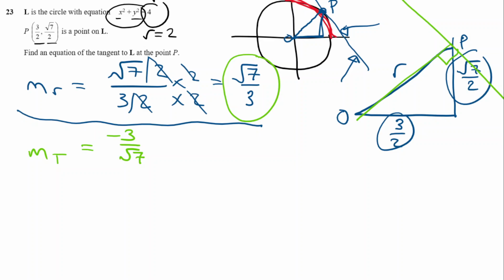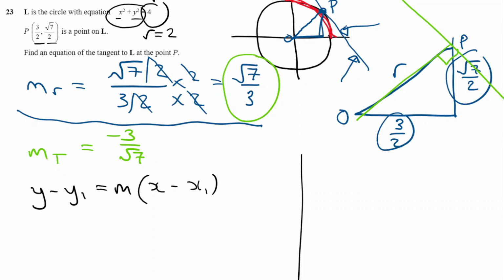Actually, there are two ways of doing this depending on where you've got to in your scheme of work. So what I would suggest is that we do two options here. Now the first one, if you've been shown that y minus y1 equals m lots of x minus x1, that is the way in which you can find the equation. So your y1 and your x1 come from the point P. So what we have is y minus y1.